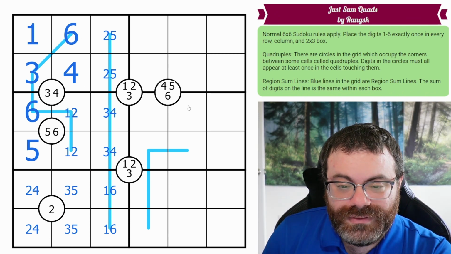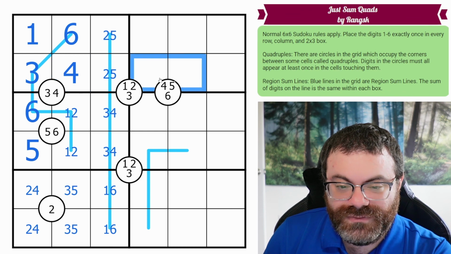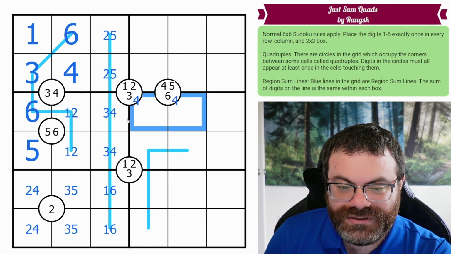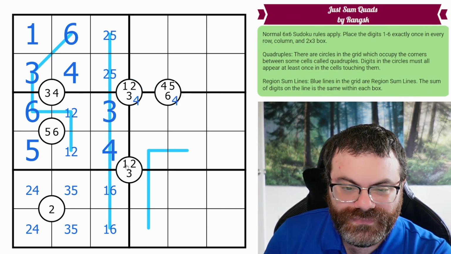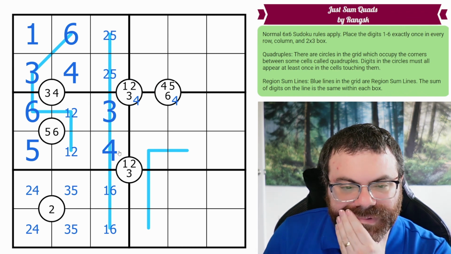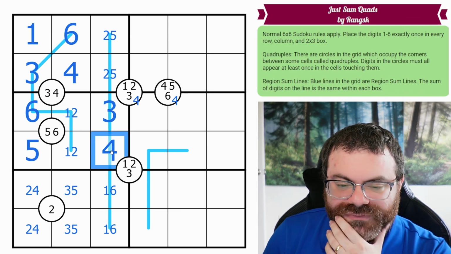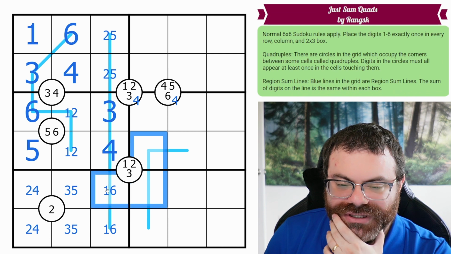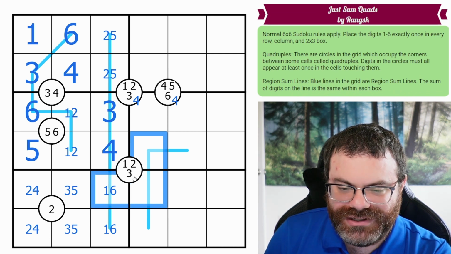So this quad is going to need a 4, and this 4 is taken out of those. So we know the 4 is down here. So that gives us the 3 and the 4 here. What else is low-hanging fruit here? This 4 tells us that this 1, 2, 3 triple has to be here for the quad.